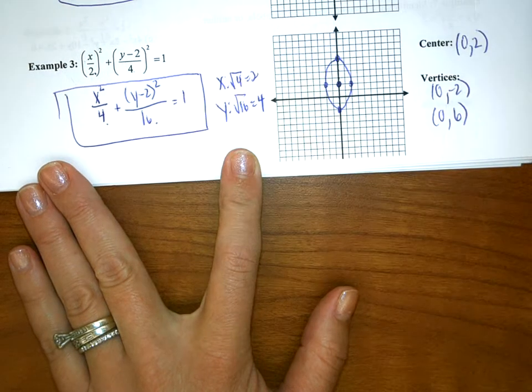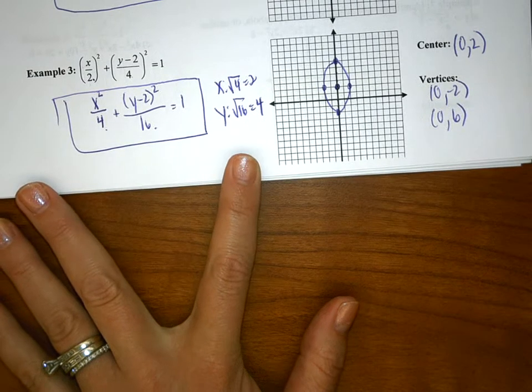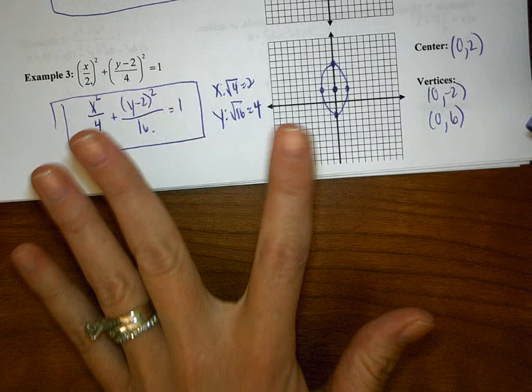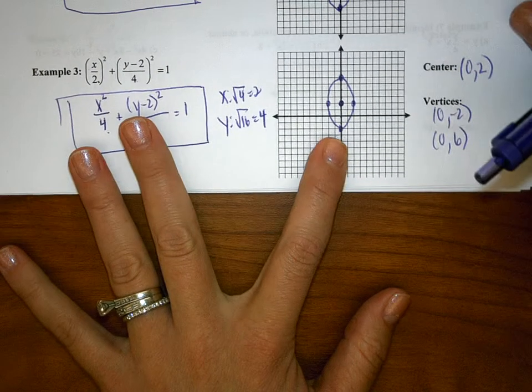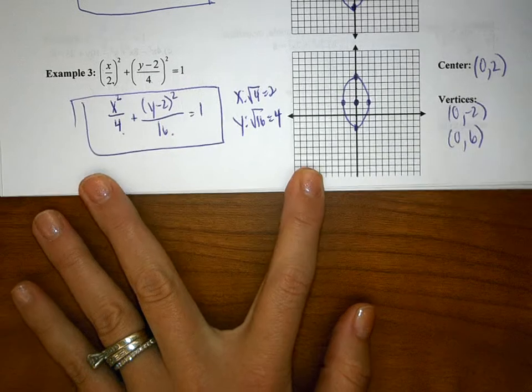Is it always going to be a perfect square? Not always. It won't always be that way, but I think most of the problems in your homework and on your test are. Okay, other questions about any of these examples?